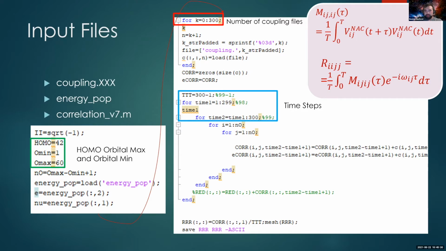But the thing you probably will have to change in the blue box is the times that this is going over. So the number of coupling files you have minus 1 should be the total time steps, and then time 1 is from 1 to 1 minus your total time steps, and time 2 is from time 1 to your total time steps, so 300. And then that should be really all you need to change.